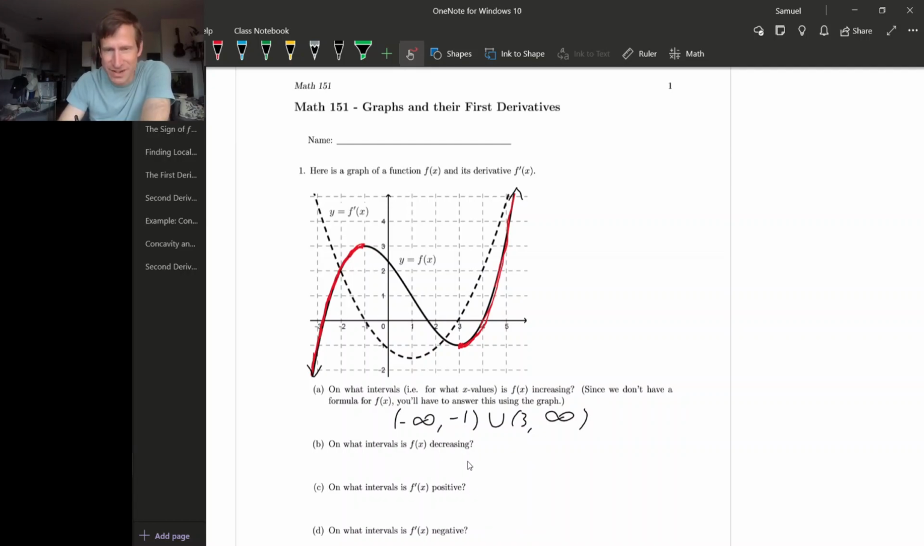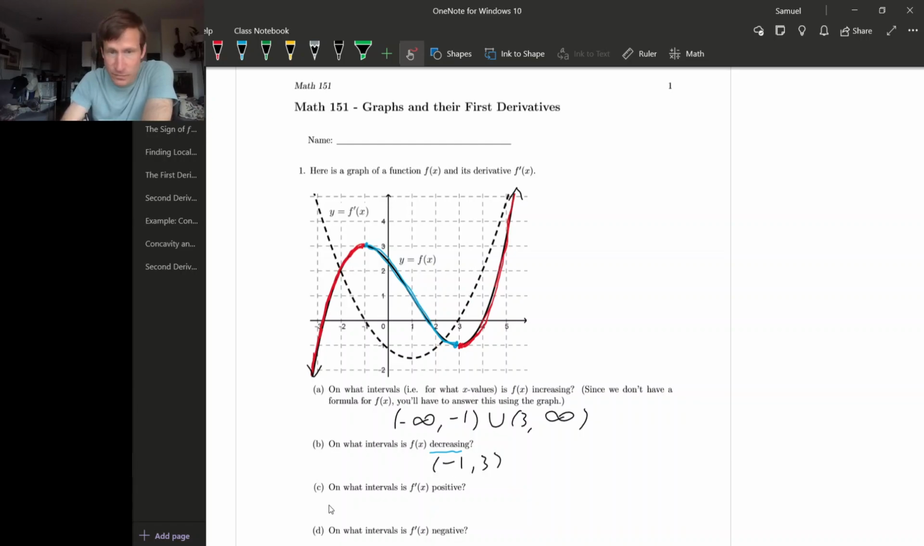All right, so for decreasing, remember decreasing means as we move right, as x increases, does f of x increase or decrease? So we're moving rightwards along the x-axis, and the function f is only decreasing from here down to there. Everywhere else it's increasing. So for decreasing, it's just a single interval. It looks like it's from -1 to 3, like this.